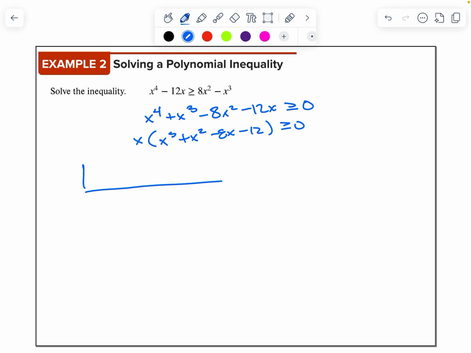So here's what I'm doing. I'm setting up my synthetic division. 1, 1, -8, -12. And I'm trying numbers like -1. Remember, you're going to try numbers specifically that are factors of this, right? So positive and -1, positive and -2, positive and -3. Negative 1 didn't work, but negative 2 seems to work.